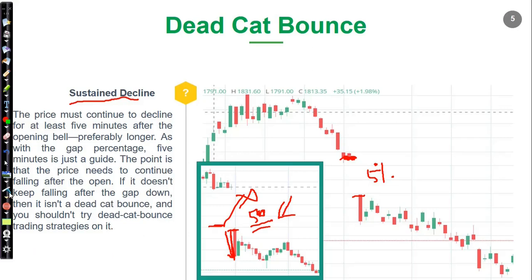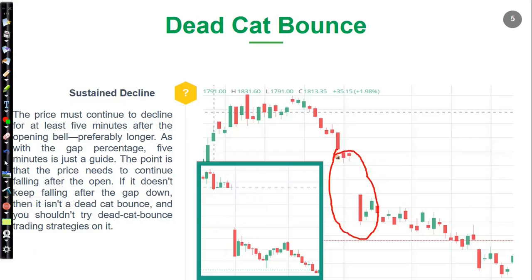So this is the large time frame, the daily gap down, and this one is the small time frame, like the 5-minute chart. So in the first 5 minutes, have you seen it? Price continues toward the downside. After that price again pulls back. To become a dead cat bounce, for at least 5 minutes or more, price should decline toward the downside, or it will continue toward the downside after gapping down.